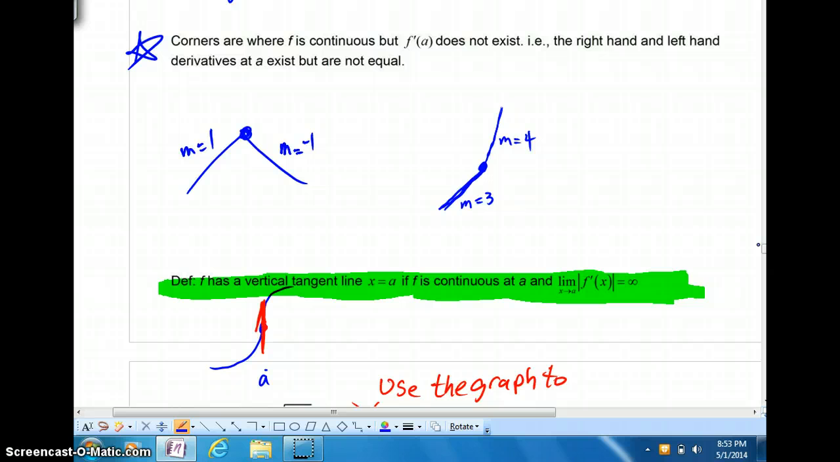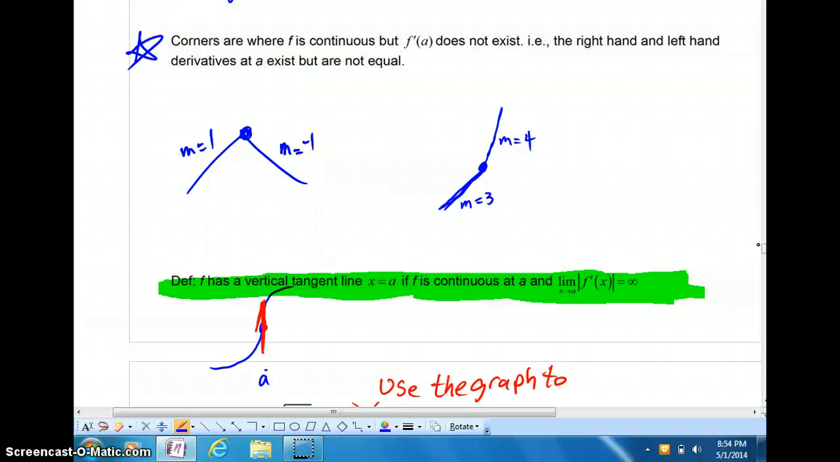What about a vertical tangent line? A vertical tangent line occurs if f is continuous at a given x value, but the limit of the derivative, as x approaches a, in absolute value would approach infinity. And you can see this little picture right here indicating that.